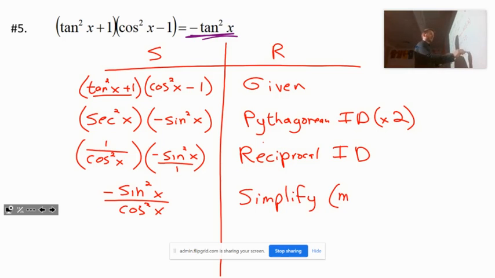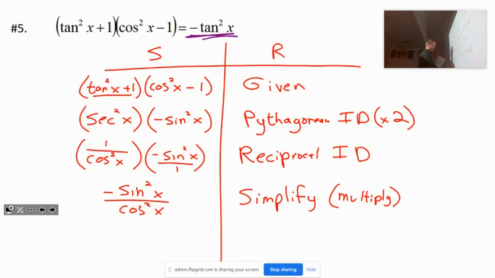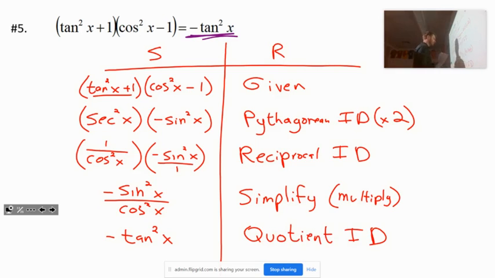If you want to be specific, you can say multiply. Simplifies that. Negative sine squared of x over cosine squared of x. I know that is negative tangent of x. Sorry, negative tangent squared of x by my quotient identity. Guess what I wanted to get? Exactly that. So once you get to negative tangent squared of x, I give myself a check mark. I prove that it's equal to it. I'm done.